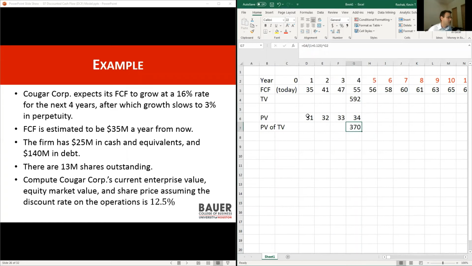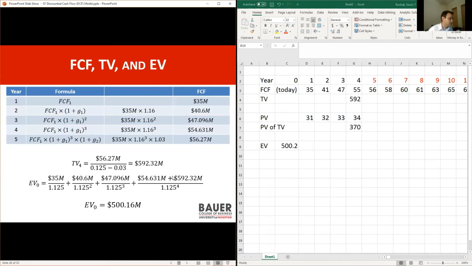So back to this problem, we have the present value of the first 4 free cash flows and the present value of the terminal value. Put all that together, what is the enterprise value of this company? It's just the sum of all of these present values. We get about $500 for this company, 500.16 here. And all these cash flows are worked out in the slides if you want to see them in a table format instead of in Excel.